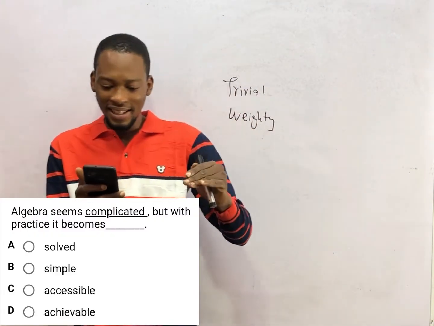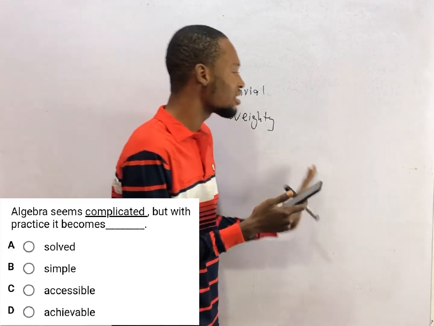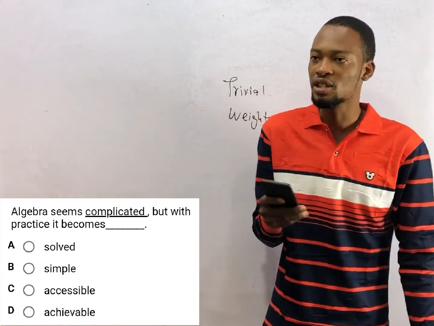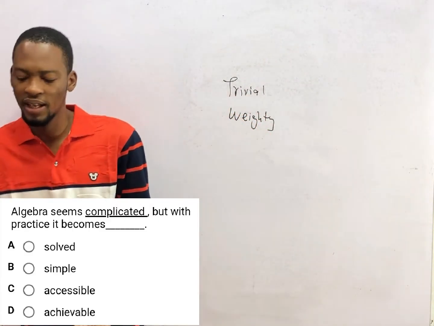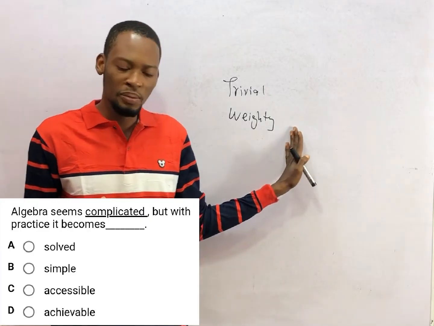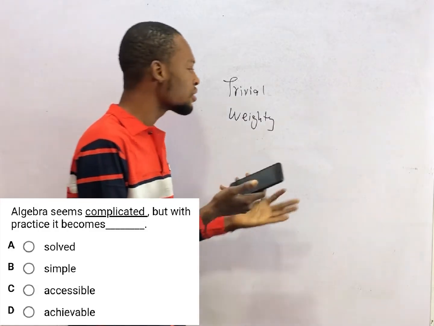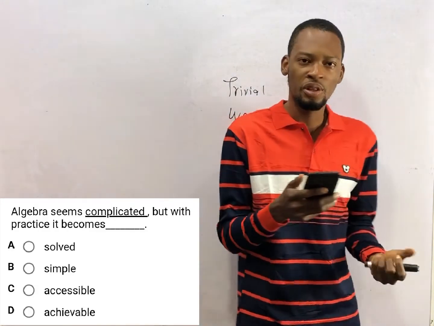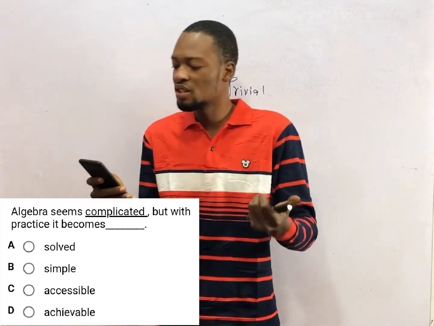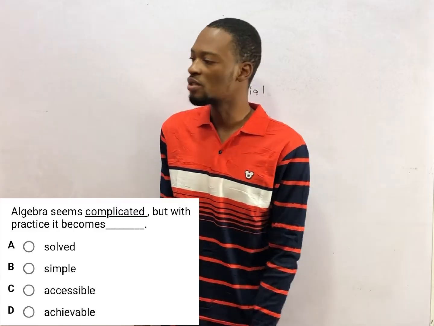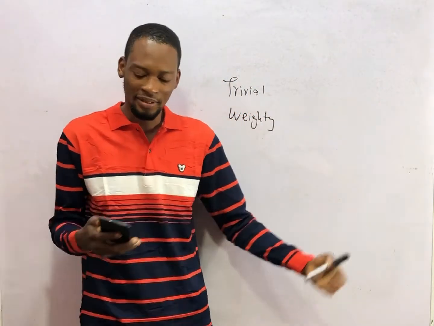Algebra seems complicated, but with practice, it becomes dash. Algebra is a branch of mathematics. For it to seem complicated simply means it seems difficult at first, but with practice, it becomes simple, not solved, because I'm not talking about one question, not accessible and not achievable. It gets simple with time, and that is true. With constant practice, mathematics gets simpler.